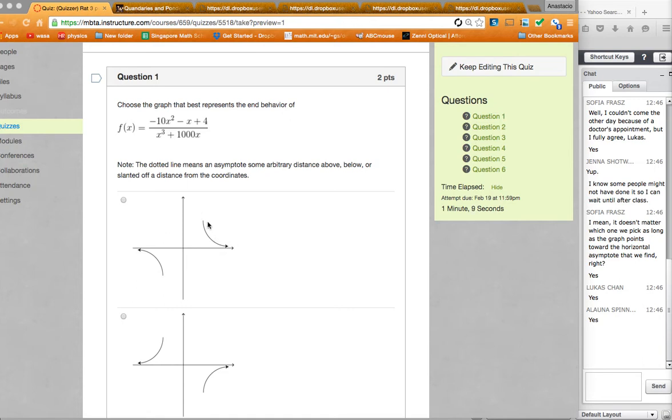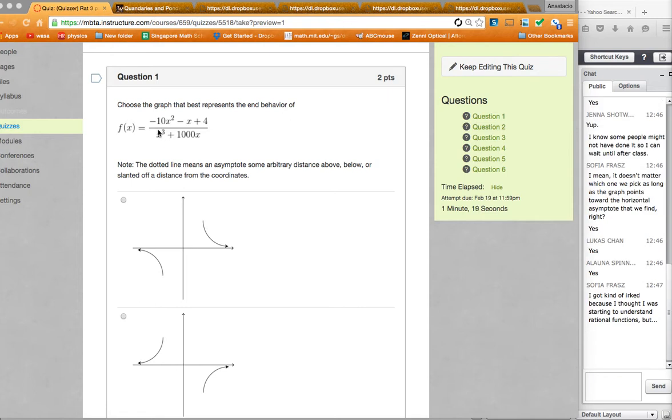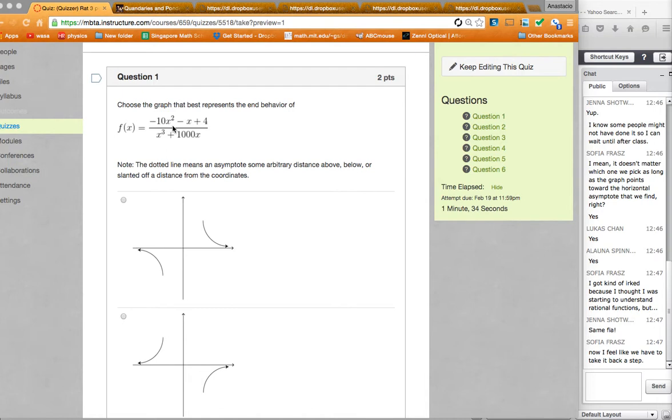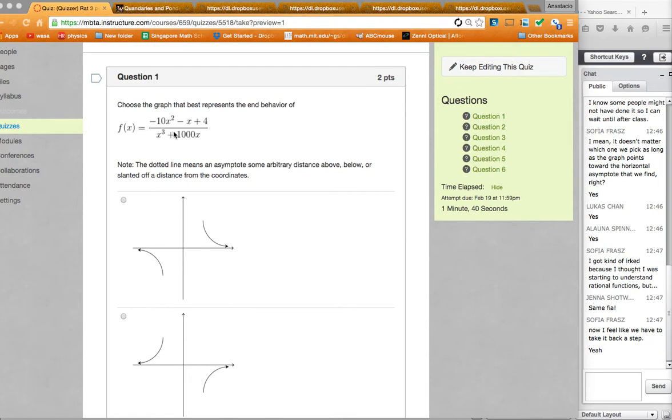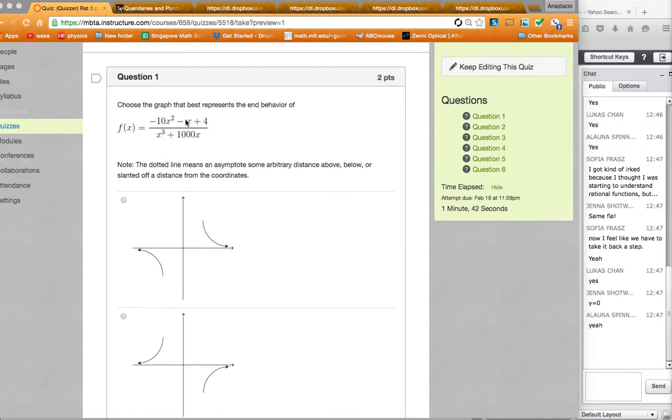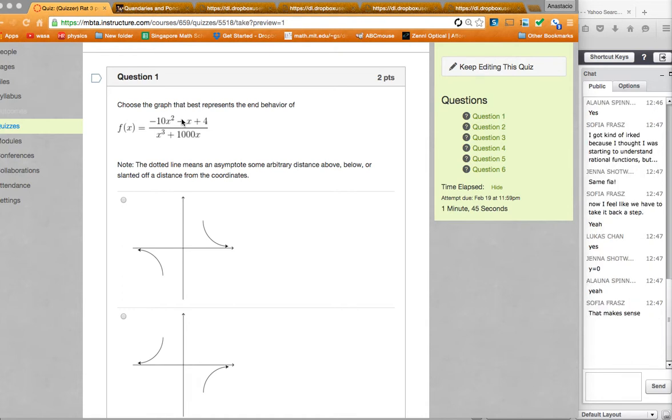So really, what I need to do is change the Rat 3 homework so that it doesn't give you these options, but rather says, what is the horizontal asymptote of this graph? In this case, you can look at this and say it's straight up zero. Does that make sense? Because the degree of the denominator is bigger than the degree of the numerator. Y equals zero, that's the horizontal asymptote.